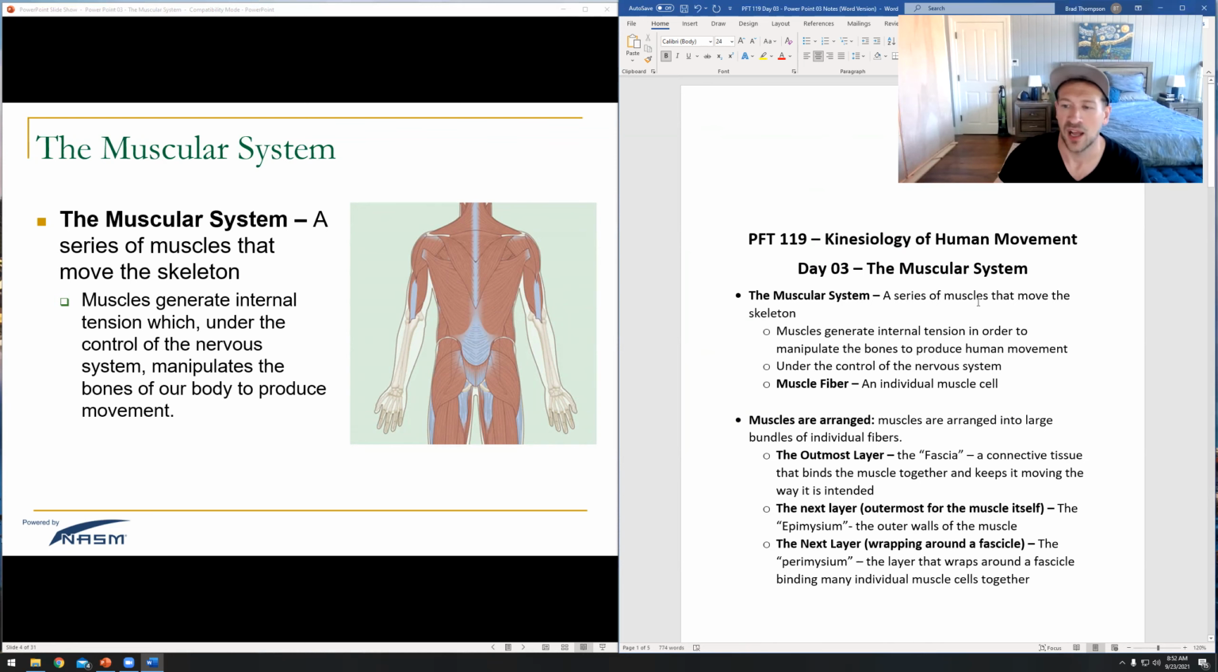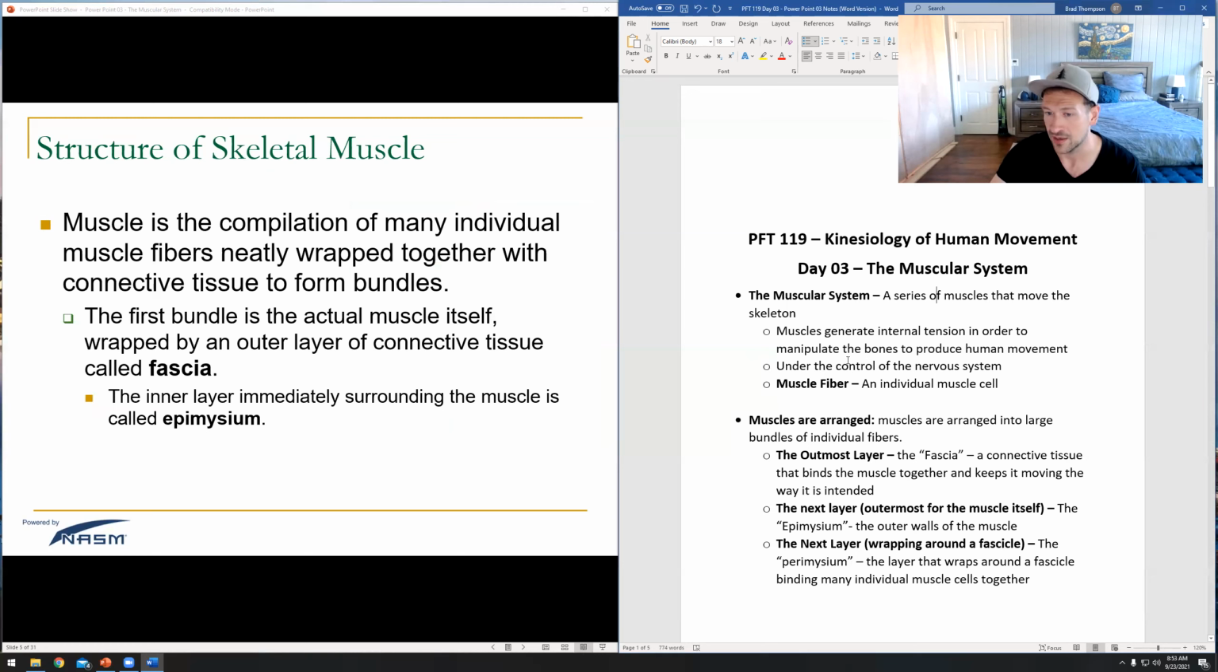That's its job, right? Each muscle is considered its own little individual organ, and all these little organs work together to manipulate and move around these levers that we talked about yesterday. And it is all under the control of the nervous system, like we talked about on day one. So it's a series of muscles that move everything around. A muscle is a compilation of a whole bunch of little fibers all wrapped together. It's layers on layers on layers. And they're all wrapped together, being controlled by the nervous system in these bundles.